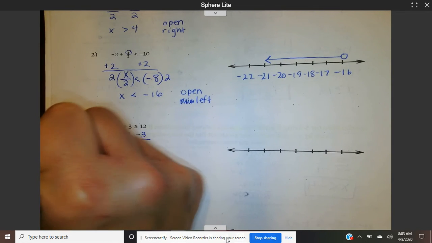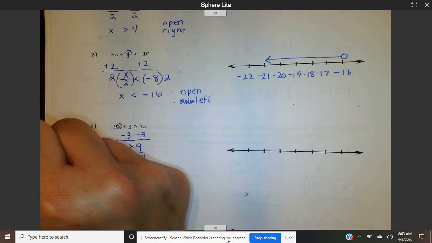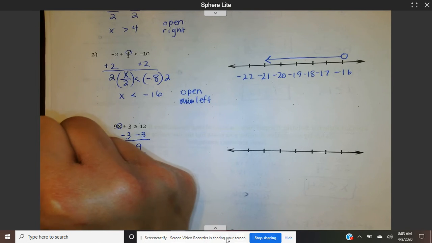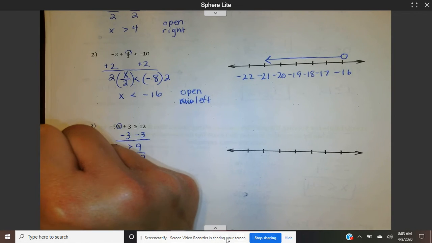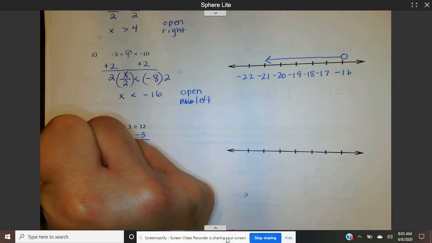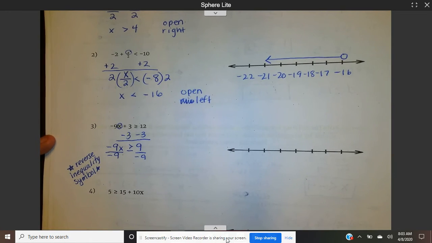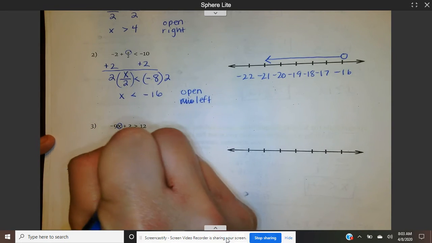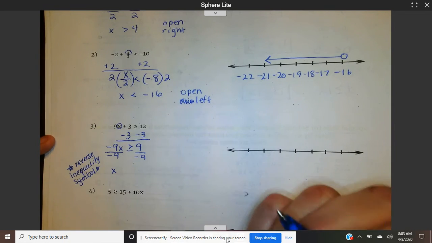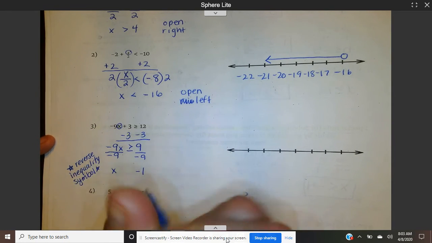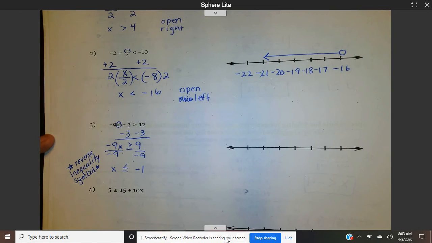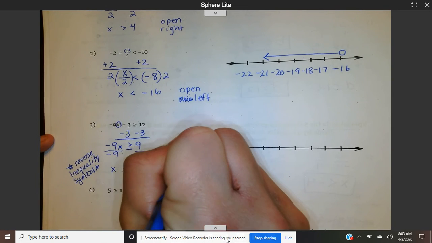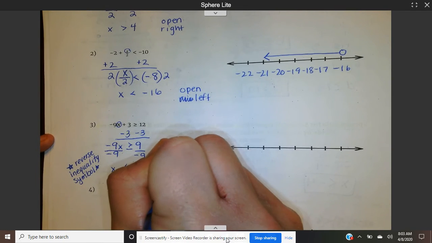So we need to reverse the inequality symbol. Okay. We're dividing by a negative. So 9 divided by negative 9 is going to be a negative 1. Positive divided by negative is negative. And then this is going to reverse. Okay, so this is going to be closed or filled in.